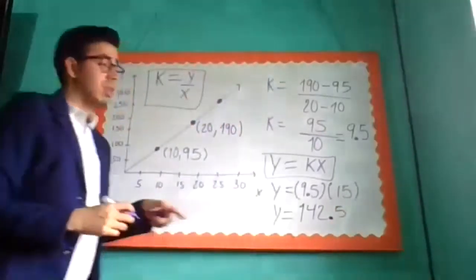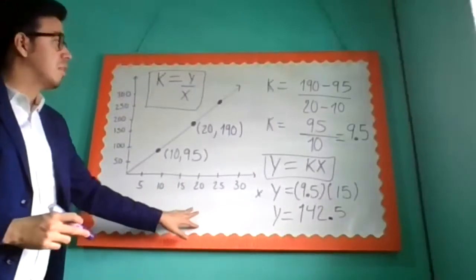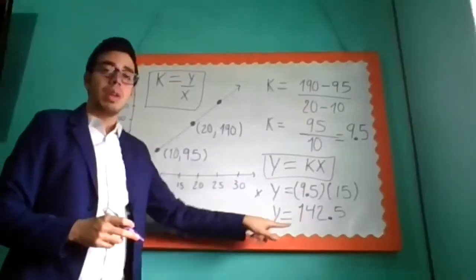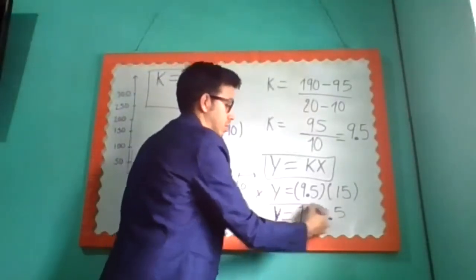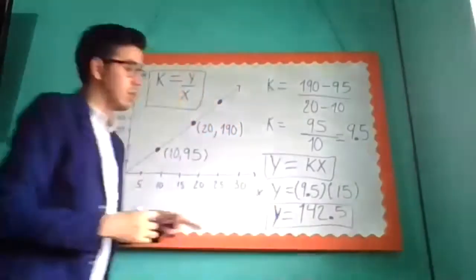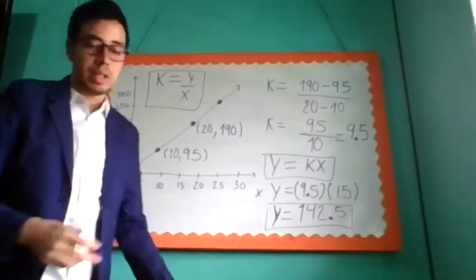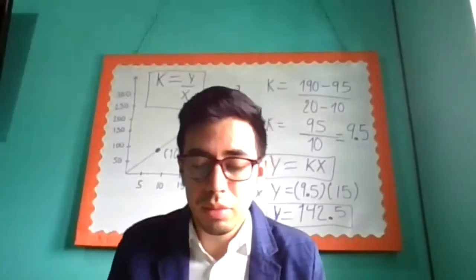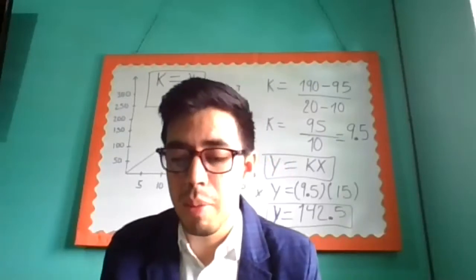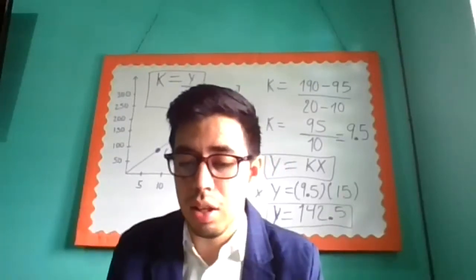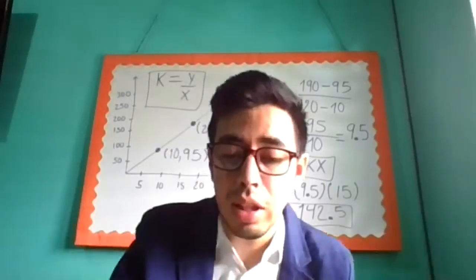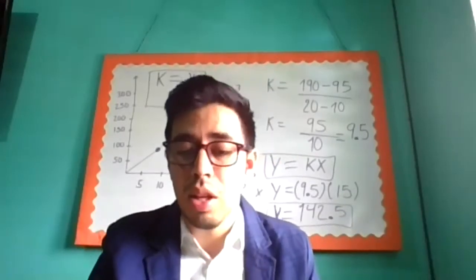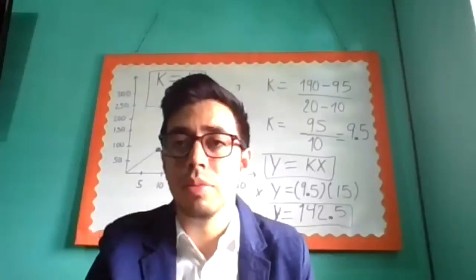This is what she wanted to obtain. What happened in the first 15 minutes, and she's going to burn 142.5 calories. Okay, this is the result for the exercise you have on the graph. Now we can go to example 2. The graph shows a proportional relationship between the distance and the amount of time Mr. Brown drives.